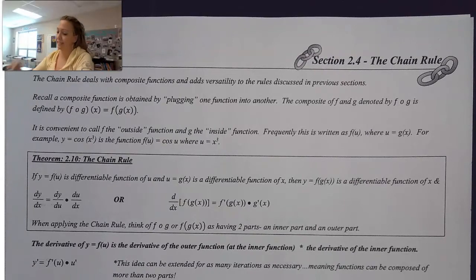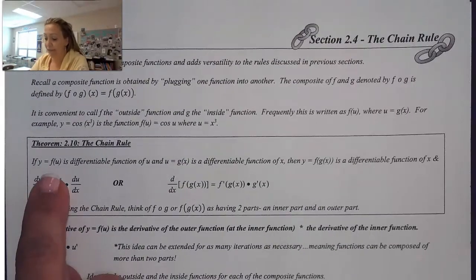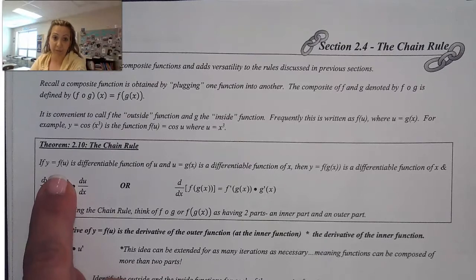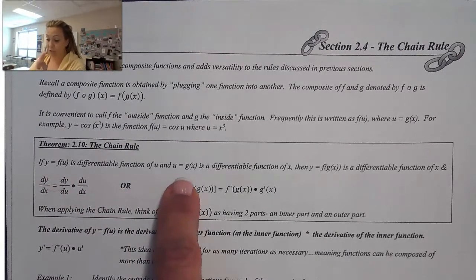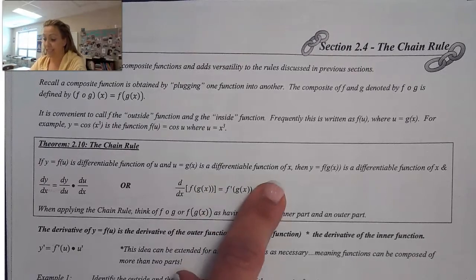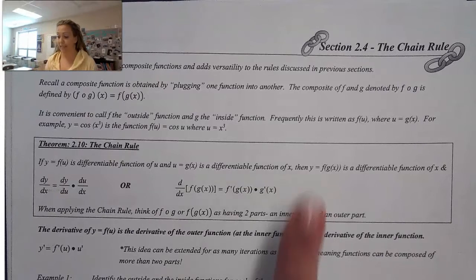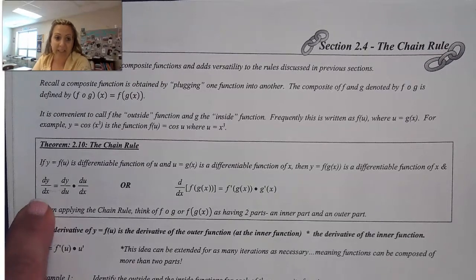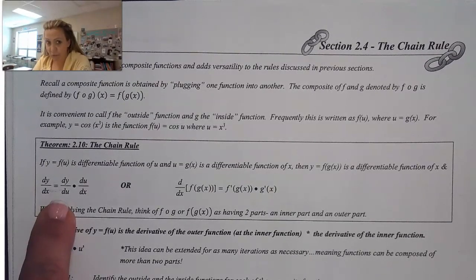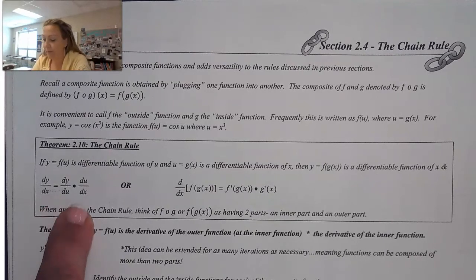The chain rule says that if y equals f of u is a differentiable function of u, and that u is equal to g of x is a differentiable function of x, then that means that y equals f of g of x is a differentiable function of x. And to obtain dy dx, we can take dy du times du dx.